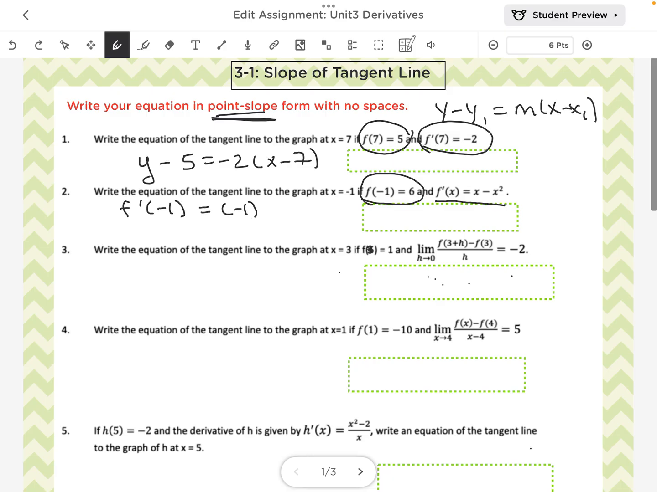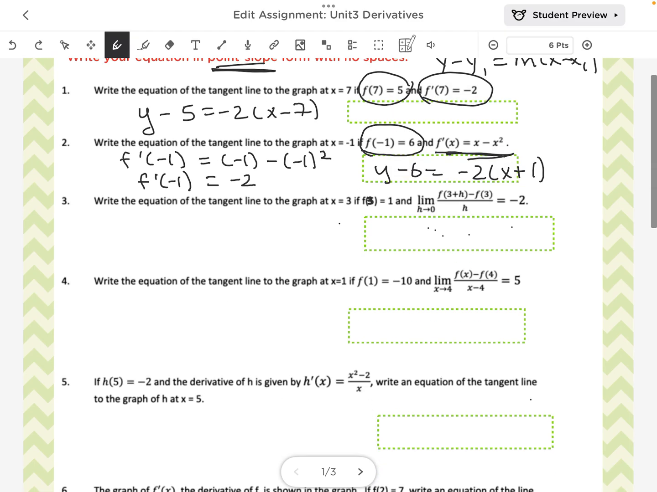So if I plug in negative 1 for x, I'm plugging in here. And if I do that, this is negative 1 minus 1, so this is negative 2. So there's my slope. Now I have a point and I have a slope. There's my equation. Okay, next one, again, write the equation of the tangent line to the graph at x equals 3 and f of 3 equals 1.